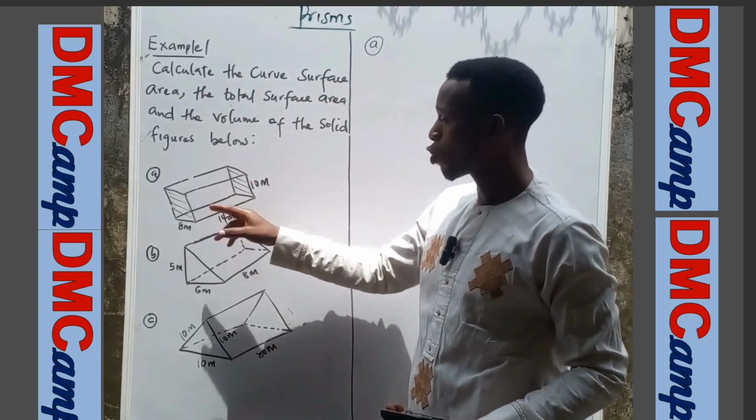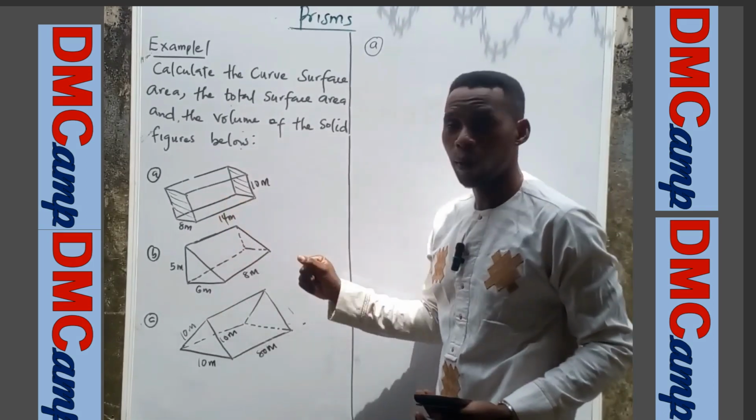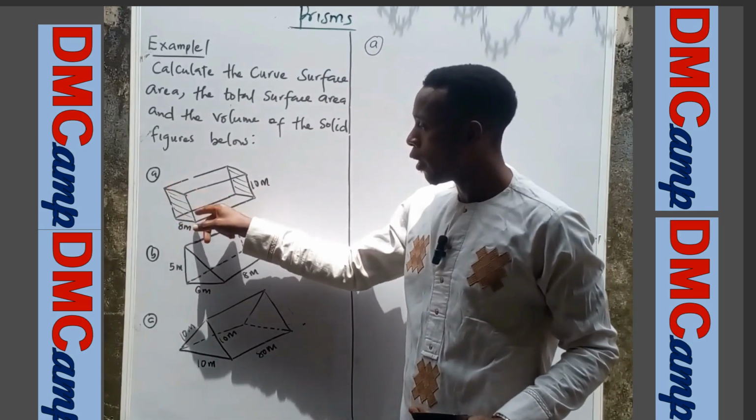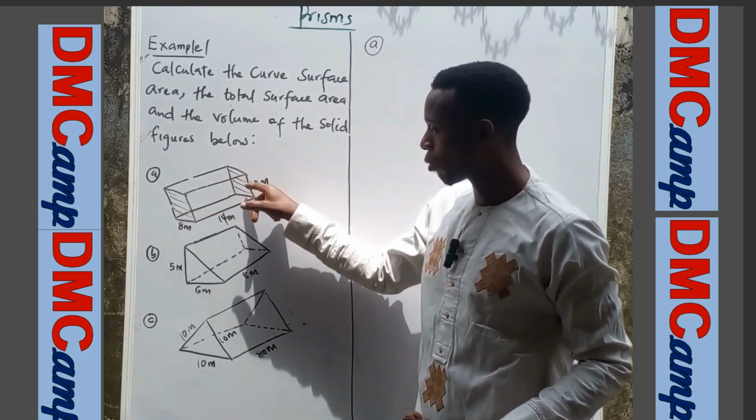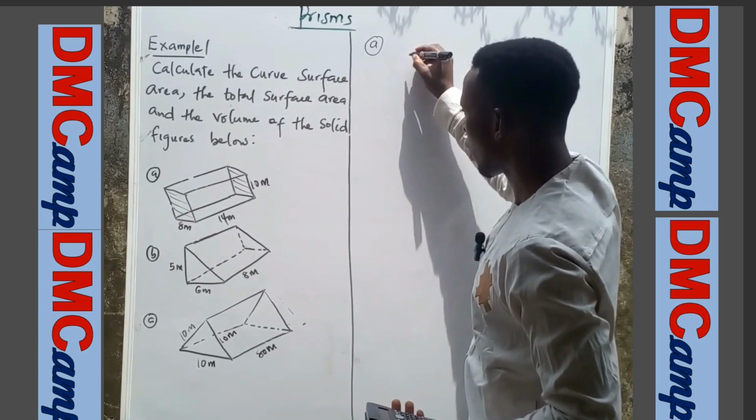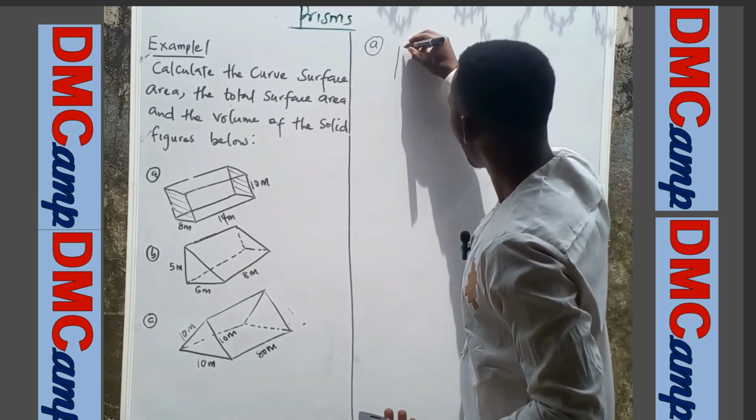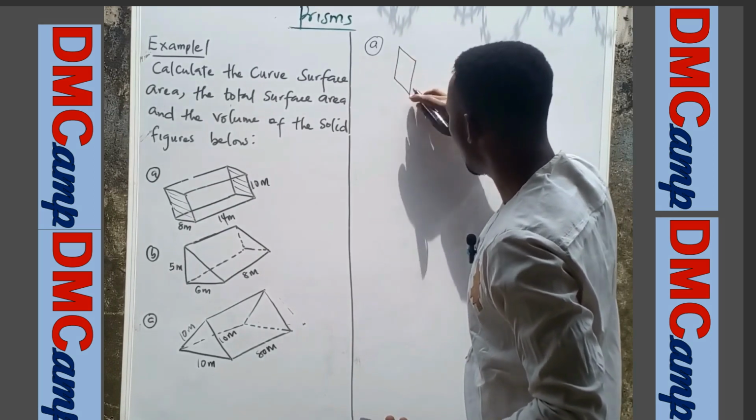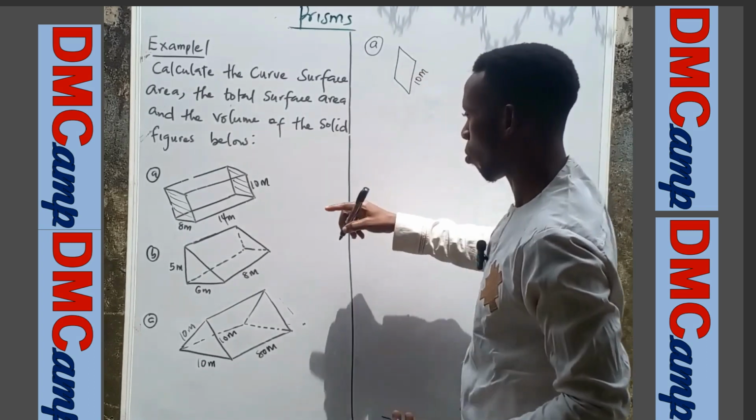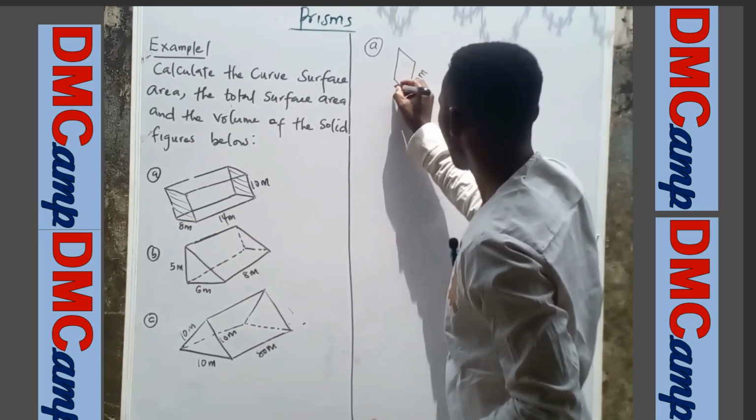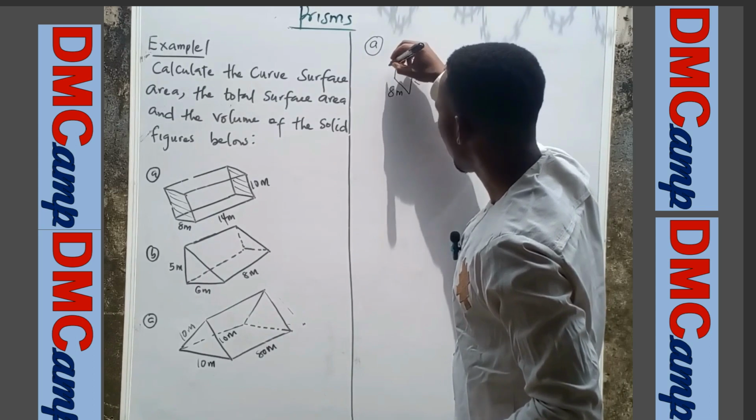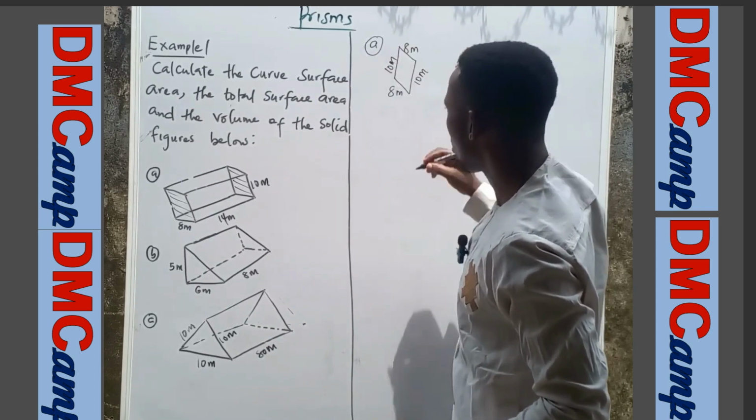Now let's start from the first one, which is the cuboid. If you look at this cuboid very well, you will know that here is the cross section. You can see here is the cross section. Now I'm going to bring the cross section out. Bringing the cross section out, I have this, and this. So the height here is 10 meter. The breadth here is 8 meter. Definitely here is going to be 8 meter. Here also is going to be 10 meter.